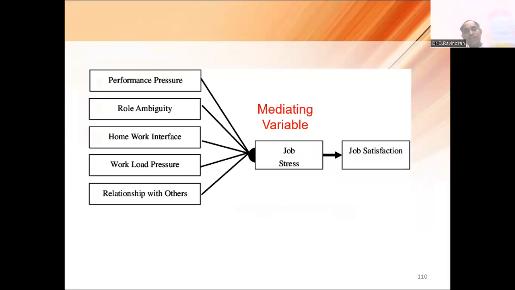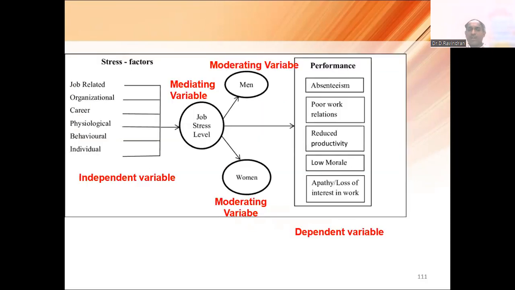There are 1, 2, 3, 4, 5 different independent variables that will have an impact on job stress. That is actually mediating job satisfaction. It's not directly affecting it, but it is mediated by job stress. That is one model, and sometimes it is represented in another way. We will identify these models from the review of literature, from research articles.